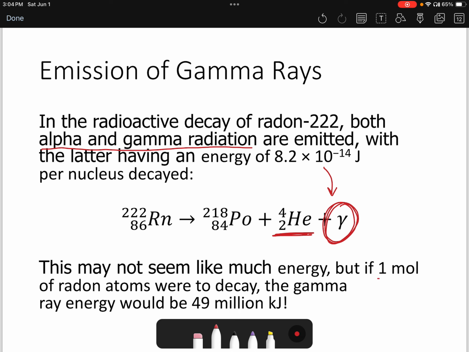But if we had even just 1 mole of radon atoms that decayed, the gamma ray energy would add up to 49 million kilojoules. Because remember, 1 mole is equal to 6.022 times 10 to the 23rd atoms. So if we multiply 8.2 times 10 to the negative 14th by that number, that should give us a huge amount of energy. So that's a lot of energy.